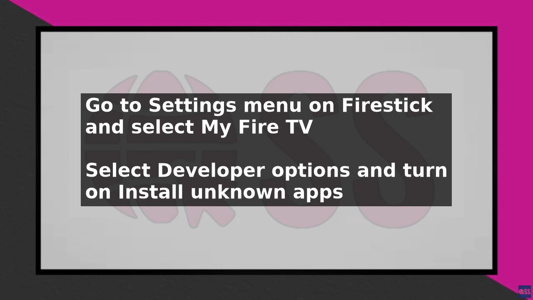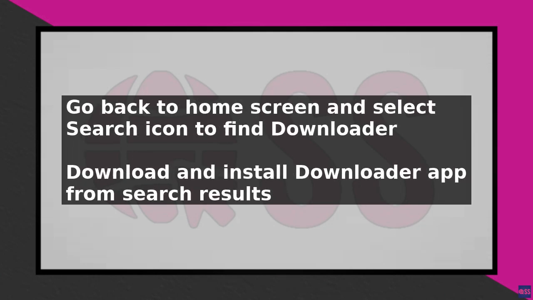Next, go back to the home screen and select the search icon. Then type in Downloader. Select the Downloader app from the search results and click Download to install it. Once the Downloader app is installed, open it and enter the URL of the TTV APK download page. After entering the URL, click Go and wait for the download to complete.